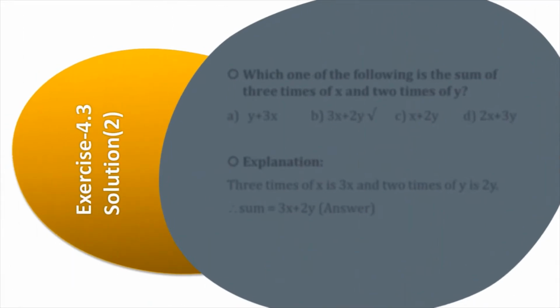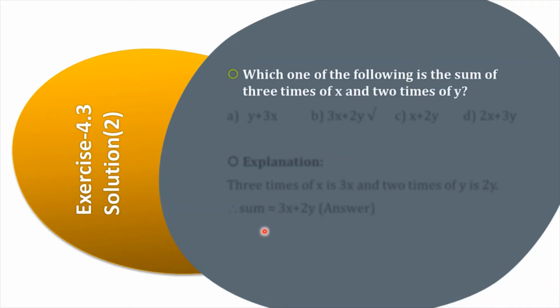Now solution number 2, let us see the question. Which one of the following is the sum of the 3 times of x and 2 times of y? Let us see the options, my dear. These are the options: A, y plus 3x, B, 3x plus 2y, C, x plus 2y, and D, 2x plus 3y.